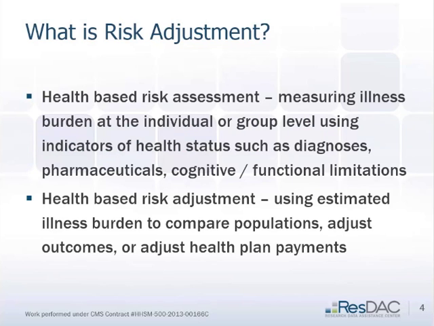So what is risk adjustment? We think of it as two parts. One being a health-based risk assessment. That's measuring illness burden at the individual level using the data that you have. Typically that'll include demographics and diagnoses. Some models will also use pharmaceutical claims to measure illness severity based on the pharmacotherapy you are receiving. And then some models will also include data on, say, cognitive and functional limitations, which would be important if you're looking at home and community-based waiver programs, long-term care, things like that.